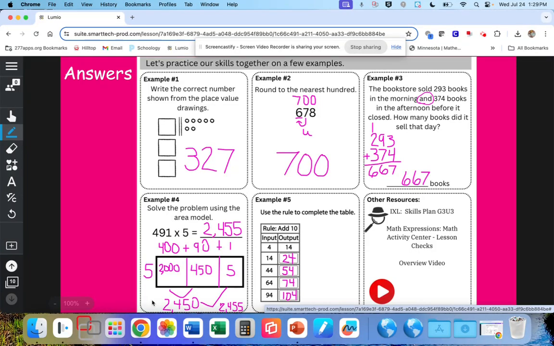And the last one, our input-output table. We start with the number. Our rule is to add 10 to it. So 14 plus 10 gives us 24. 44 plus 10 is 54. 64 plus 10 is 74. And 94 plus 10 is 104.